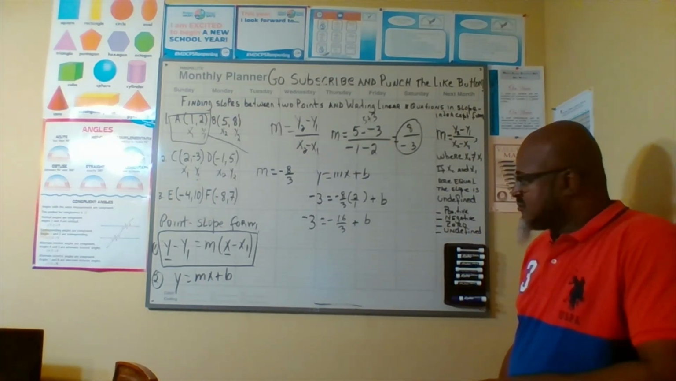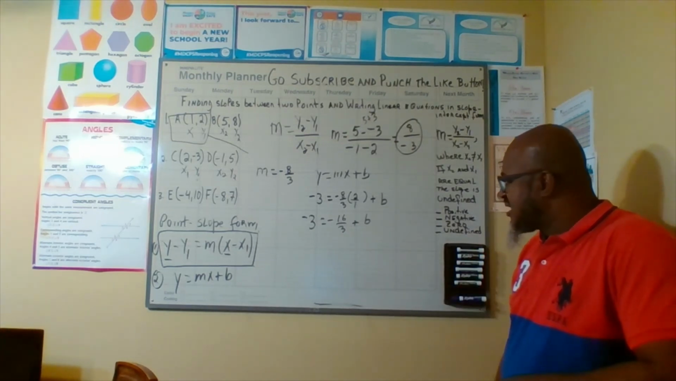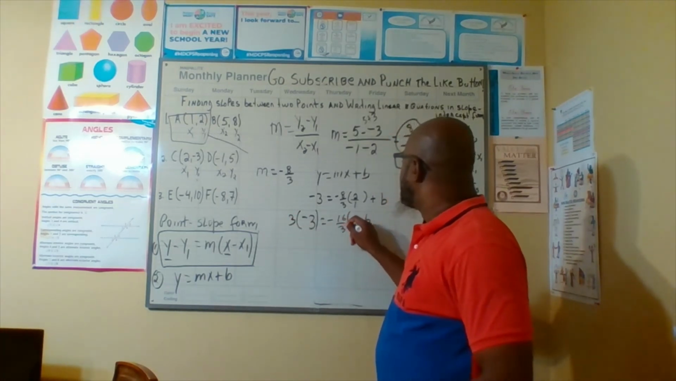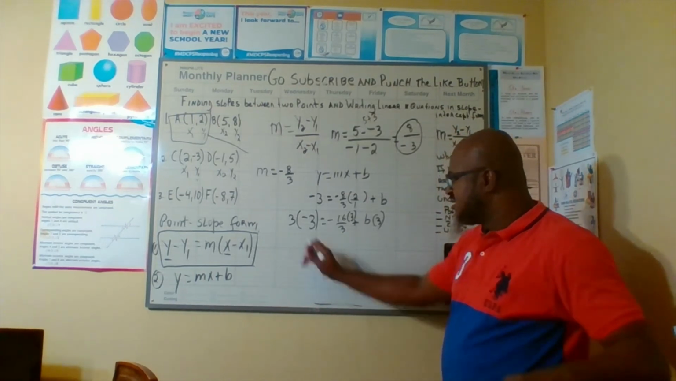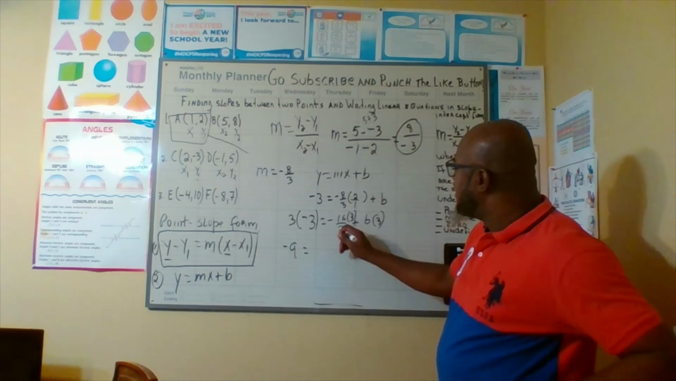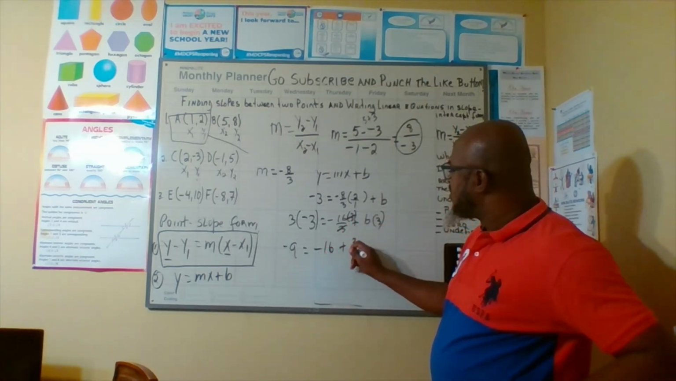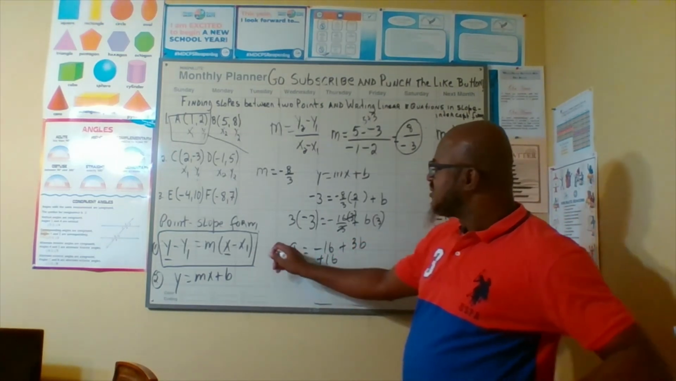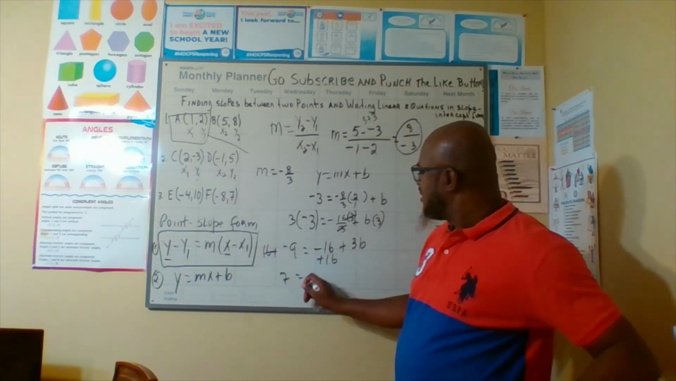Everything by 3, so my equation can be balanced. In this case, I end up with negative 9 equal, and these 3 and these 3 cancel out. Negative 16 plus 3b. So I have to add 16 on each side. This will give me 7 is equal to 3b. Now you divide both sides by 3. Then you will have b is equal to 7 over 3.